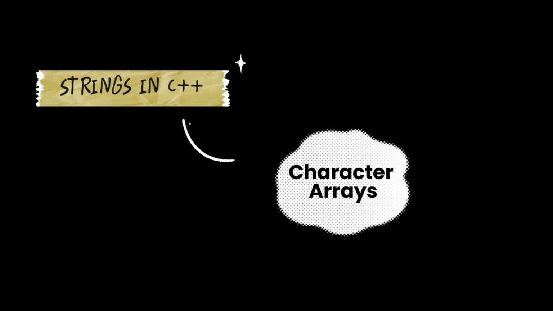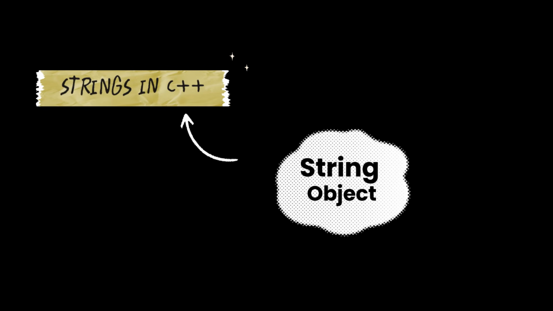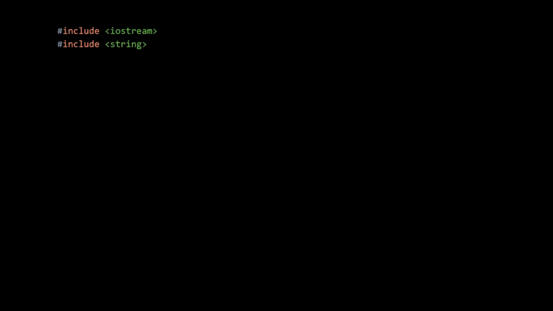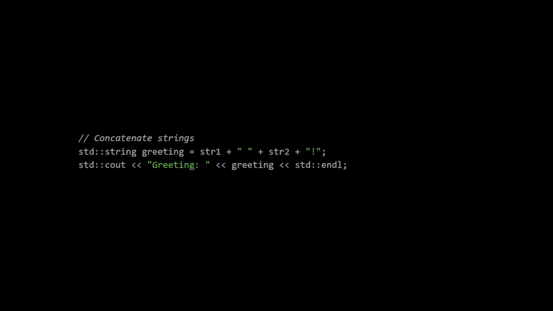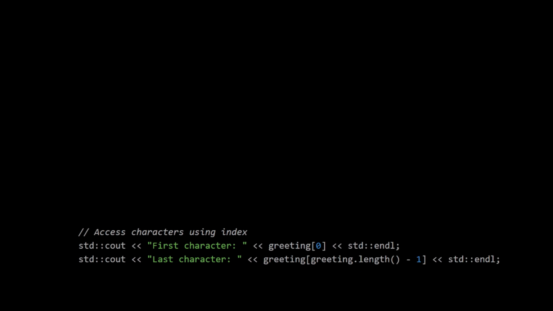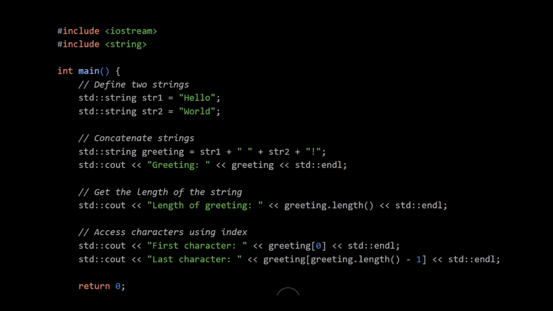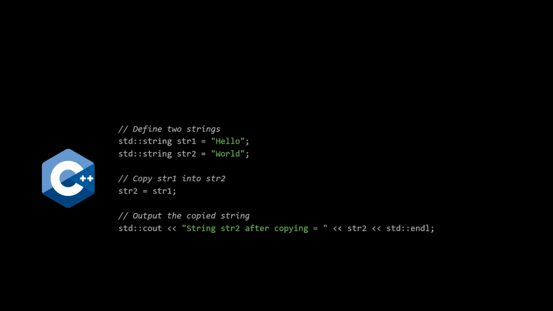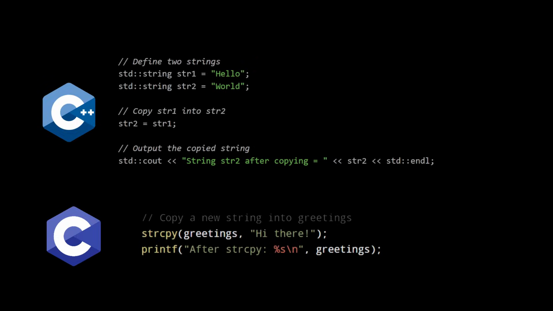Strings in C++. C++ introduced the string class in its standard library, making string handling much easier. With this class, we can easily concatenate strings using plus, get length using .length, and access characters using indexes. C++ makes working with strings much safer and more intuitive compared to plain C.